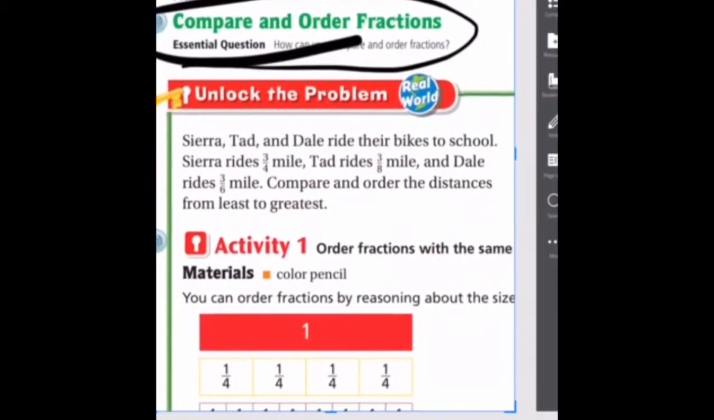Let's look at Unlock the Problem. It says Sierra, Tad, and Dale ride their bikes to school. Sierra rides 3/4 of a mile. Tad rides 3/8 of a mile. And Dale rides 3/6 of a mile. Compare and order the distances from least to greatest.